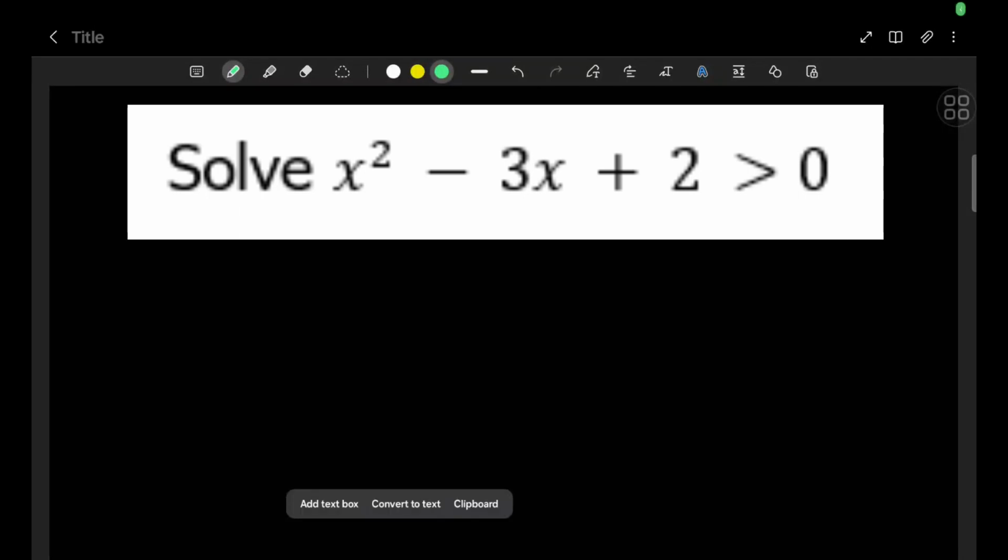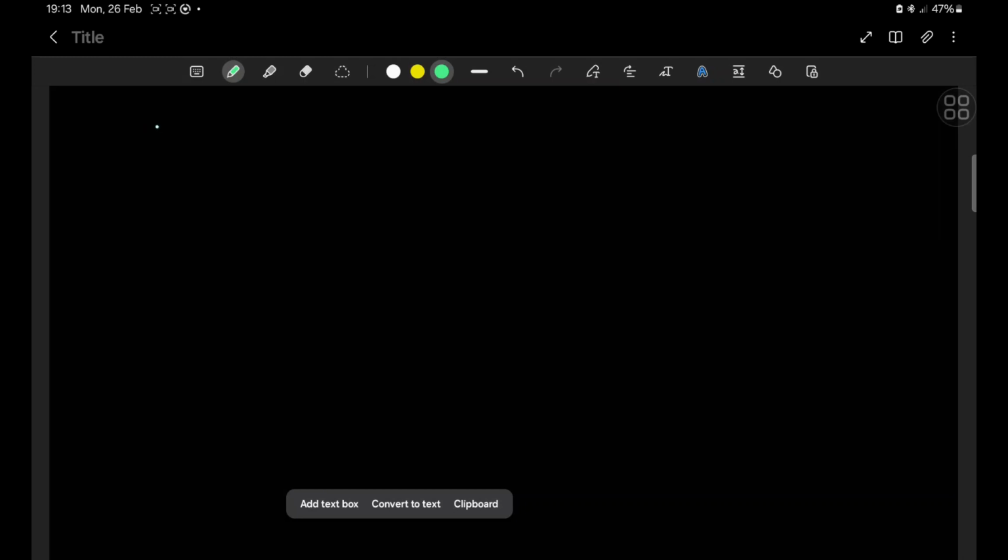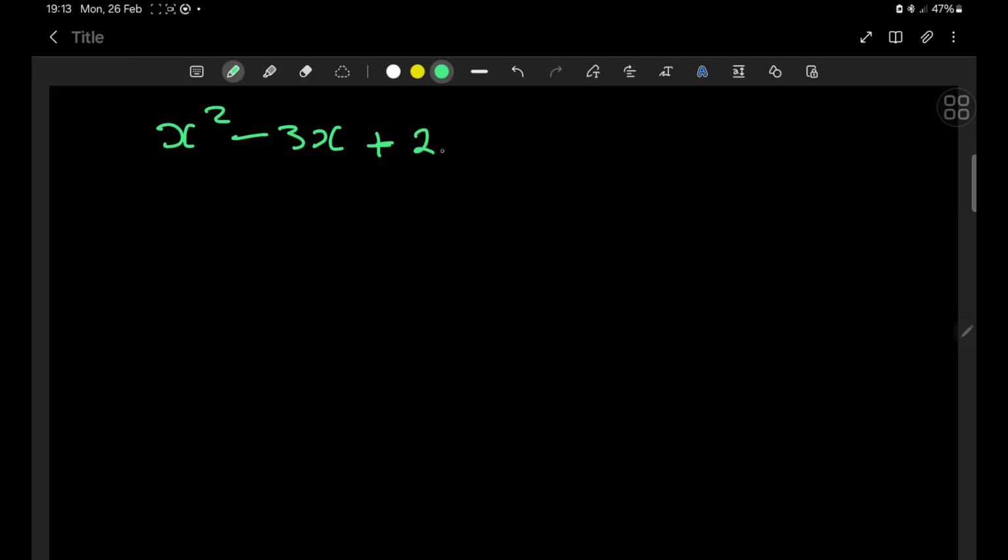For the next question, we're looking at this inequality. So let's do it. We need to solve this inequality. For such an expression, we can take it as it is and equate it to 0. Then we solve for x.